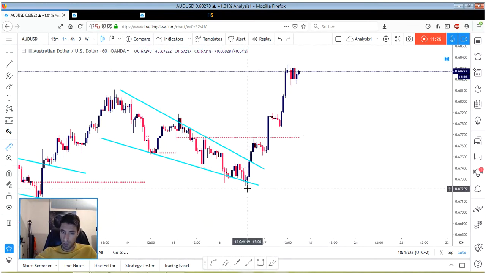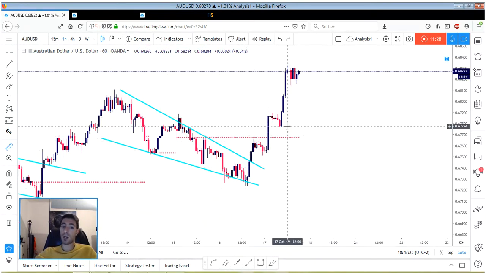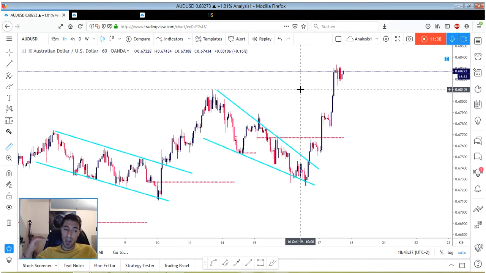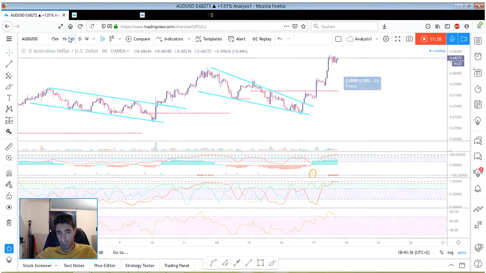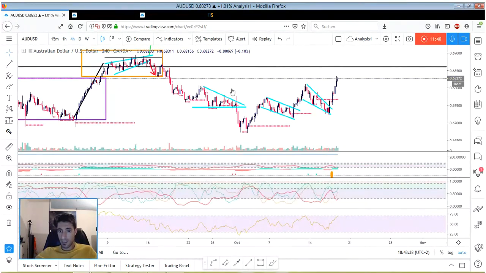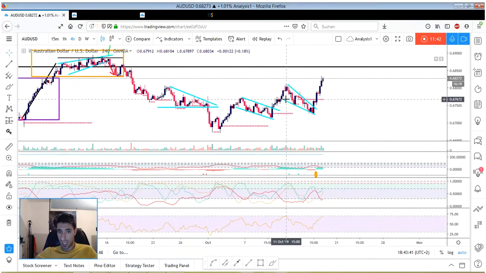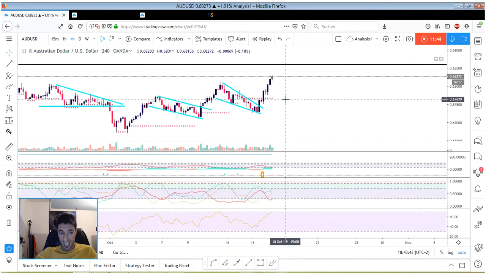Why? Because we have one leg up, we have a second leg up, we have even a third leg up. So with every leg up, the probability is getting lower that we will see follow through. But yeah, so be it. This is the case, my dear friends. On the hourly, we have turned green, okay? And on the 4 hour, we are green anyways. So this is the case.